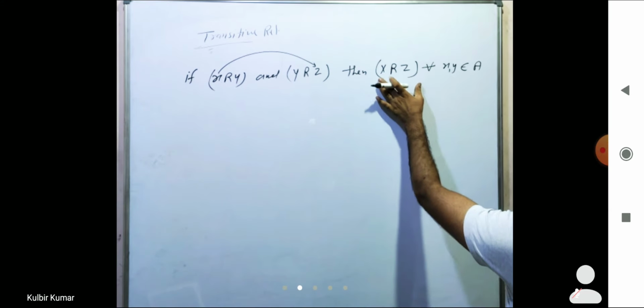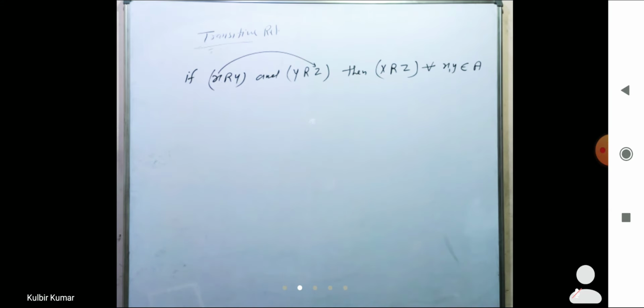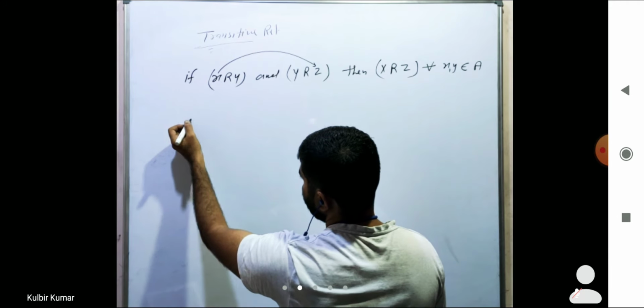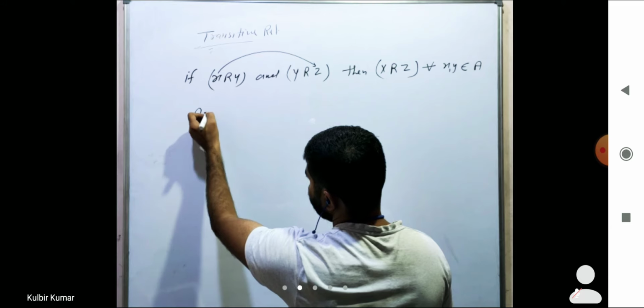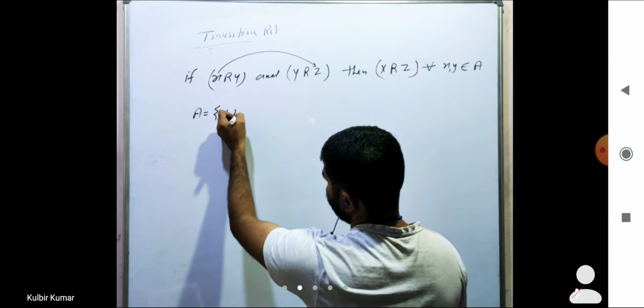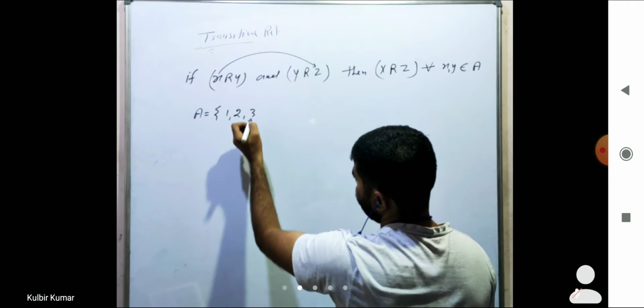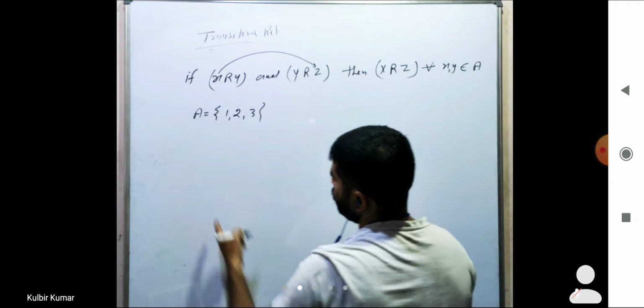तो ये भी true होगा. Clear? So this is the definition for the transitive relation. Now let us see what are the transitive relations. So here assume A is a set with again three elements 1, 2 and 3.